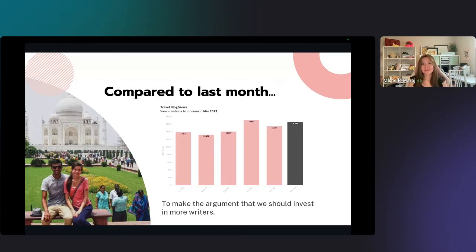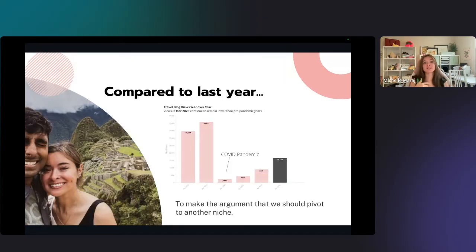However, if I look back a little bit further and expand my data set and compare it to, say, March year over year, what I might find is that the 16,000 is really great compared to, say, 2022, but compared to March 2019, my views have actually dropped quite a bit. We had the COVID pandemic, and so a lot of people were not traveling as much and not really looking at travel blogs as frequently.